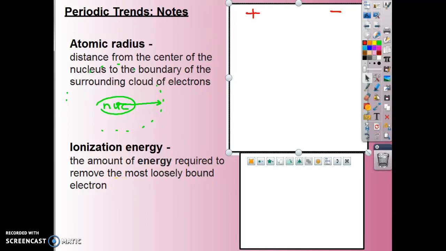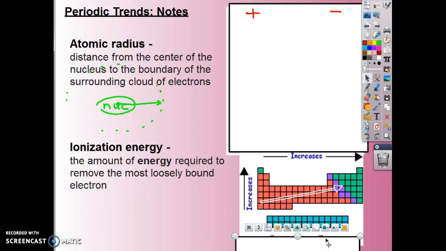So as you can imagine, since it's easier to remove electrons for the elements on the left side of the periodic table, because those are the ones that become positive, which means they've lost an electron, the amount of energy that it requires is lower. So it does not require as much energy to take those electrons away. So ionization energy then would be lower on the left side of the periodic table. And as we move to the right side, it requires more and more energy to take electrons away. So the ionization energy will increase as we move to the right.